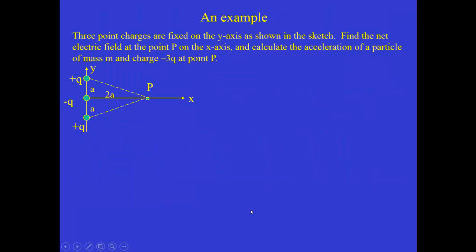So let's do an example that shows how we would calculate the electric field in a particular region of space and then the force on a charged particle sitting at that point. Here's the example. Three point charges are fixed on the y-axis as shown in the sketch. There's a positive charge above and below the x-axis and a negative charge at the origin. Find the net electric field at the point P on the x-axis and calculate the acceleration of a particle that had mass m and charge minus 3q sitting at that point.